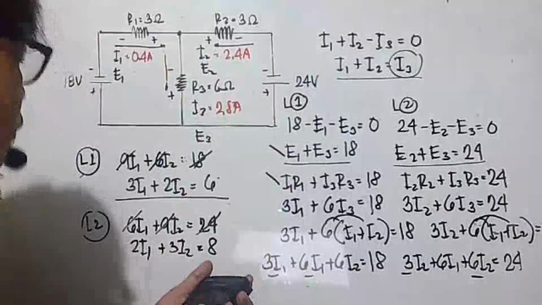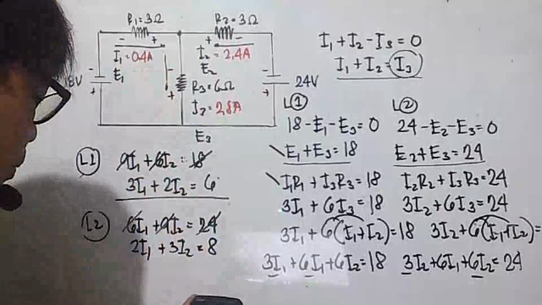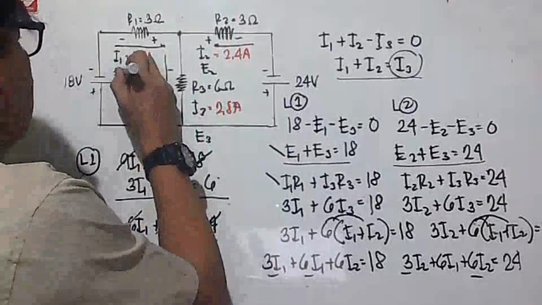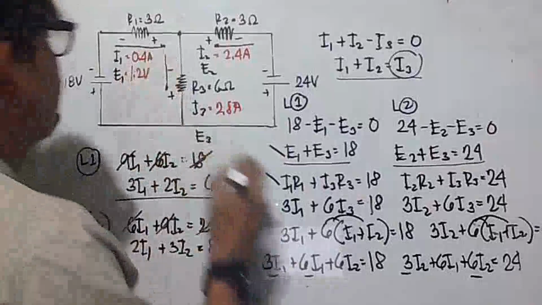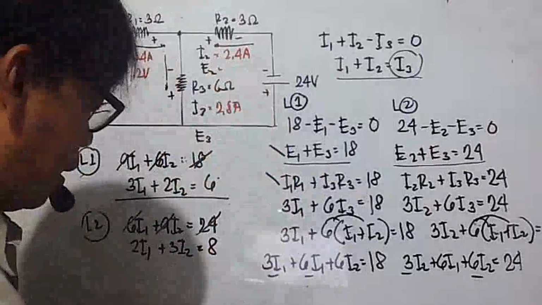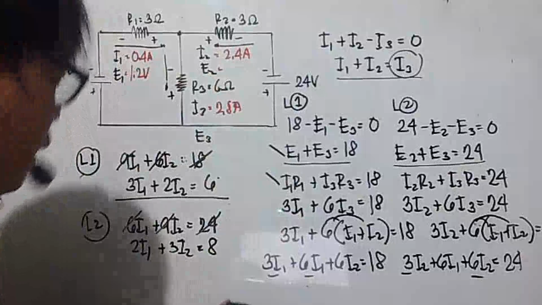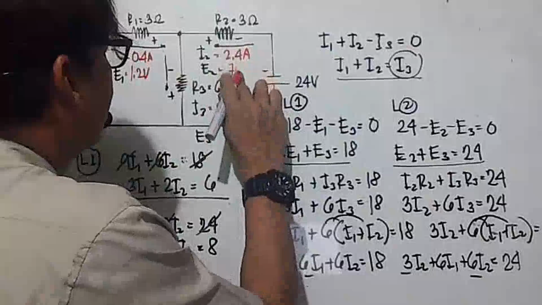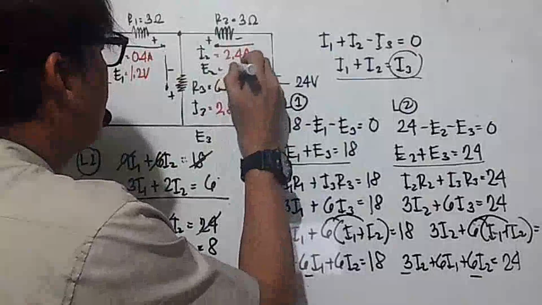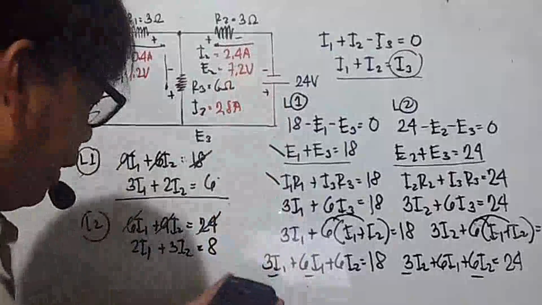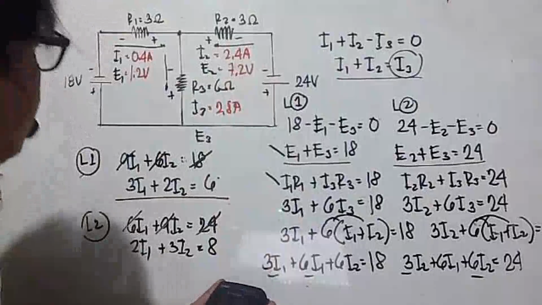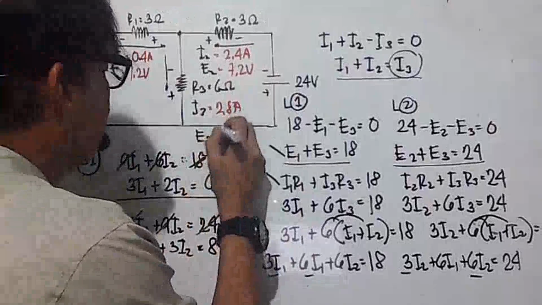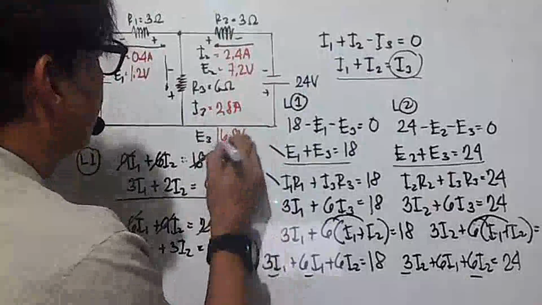Okay. So for E1 it is 0.4 multiplied by 3. That is 1.2 volts. Okay. E2 now is 2.4 multiplied by 3, that is equal to 7.2 volts, okay? And finally, 2.8 multiplied by 6. So that's equal to 16.8 volts.